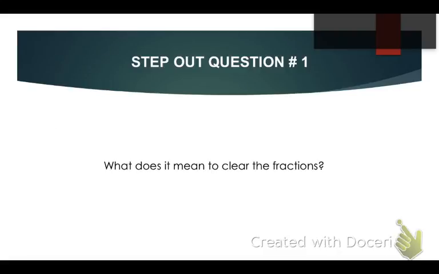Okay, here's our first step out question. What does it mean to clear the fractions? Why would I do that?